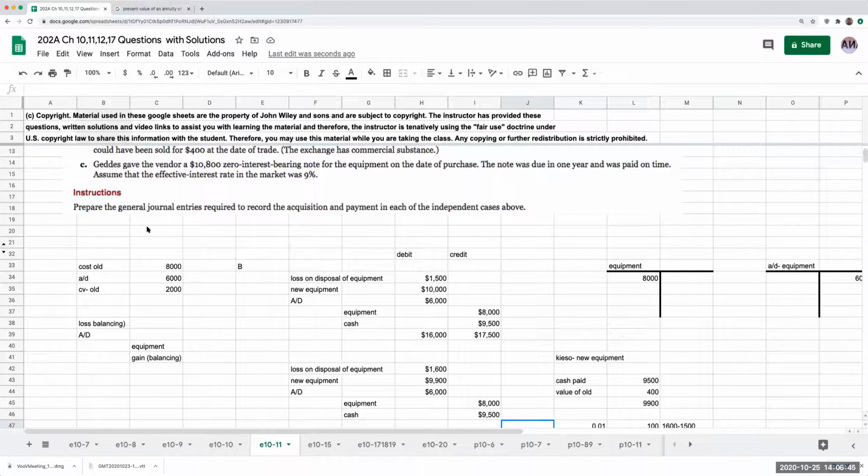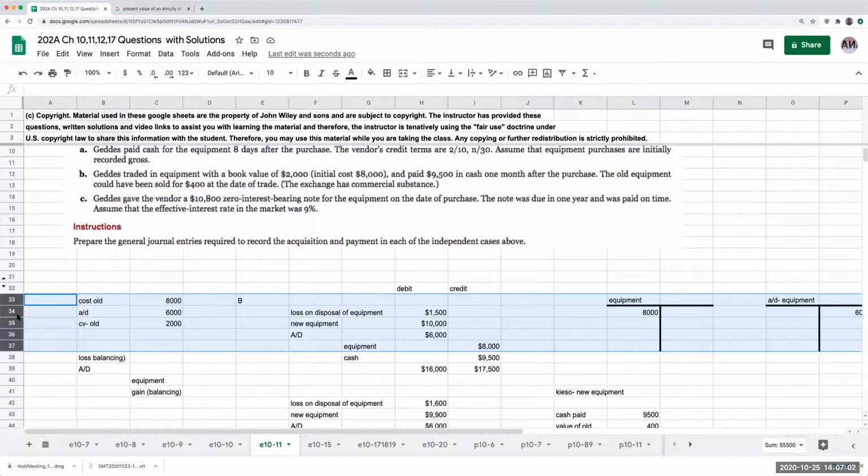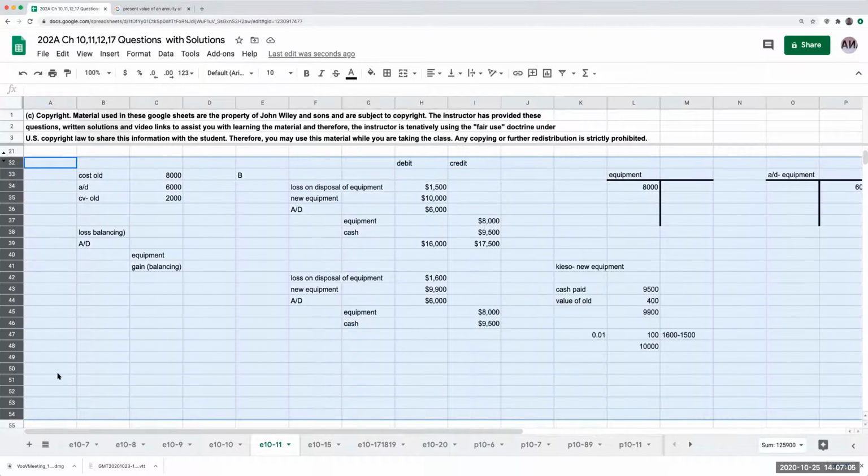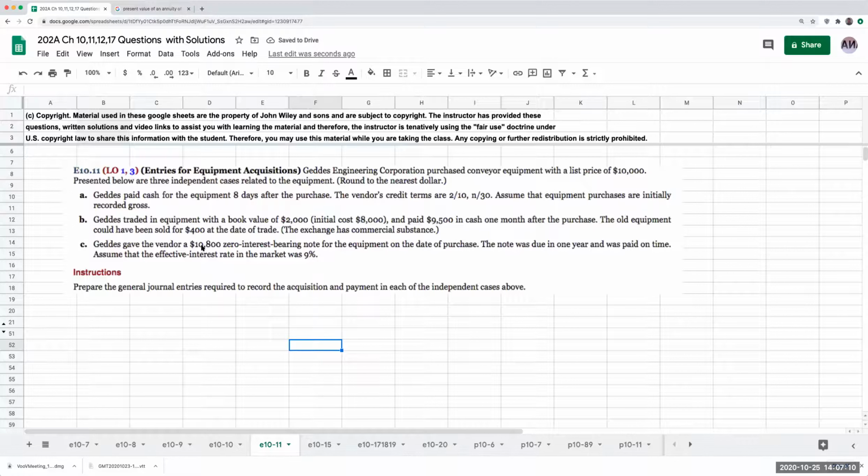So Getz gave the vendor a $10,800 zero interest bearing note for the equipment on the date of the purchase. The note was due in 1 year and was paid on time. Assume that the effective interest rate in the market was 9%. Okay, so in situation C, how would this work? Well, we know that if we have a zero interest bearing note, that is not the reality.